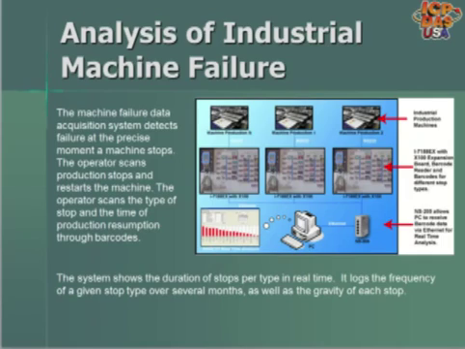i7188EX serial to Ethernet converters are being used in machine failure data acquisition systems. They allow a barcode device with serial communication to communicate back over Ethernet to a computer. They are networked together with an NS205 industrial Ethernet switch. When the machine stops, an operator can use a barcode scanner to scan the type of stop and the time of production resumption through barcodes. The system shows the duration of stops per type in real time in a graph. It logs the frequency of a given stop over several months.